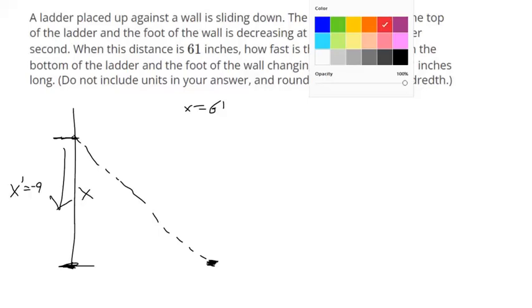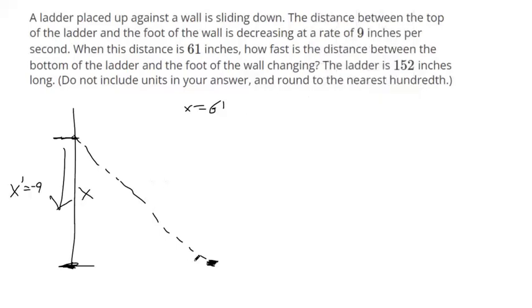Here, let me draw it with a different color. How fast is the distance between the bottom of the ladder and the foot of the wall changing? So how fast is this changing? We'll call this distance y. We don't know what it is, but they're asking us for y prime. How fast is that ladder moving away? Because after a few seconds, it's getting further and further away until it's completely horizontal.